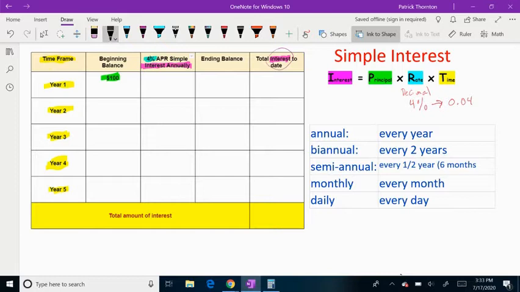So to start out, I'm going to start with my $100 principal. And then I'm going to multiply that times my rate. My rate of interest is 0.04. And we said that that is as a decimal. And if I multiply 100 times 0.04, 4% of 100 is $4. So in this first box, I'm going to put $4.